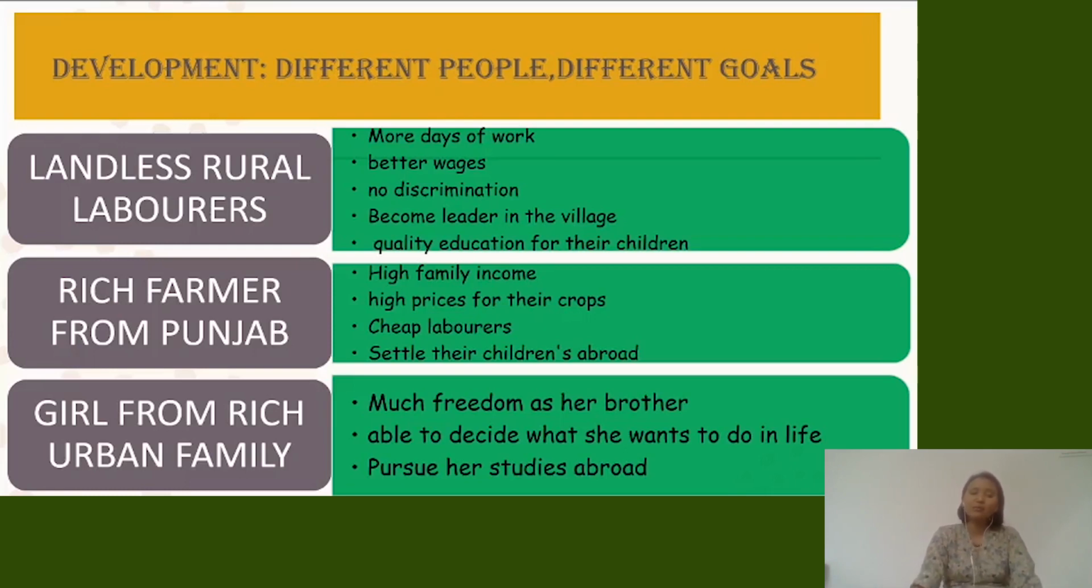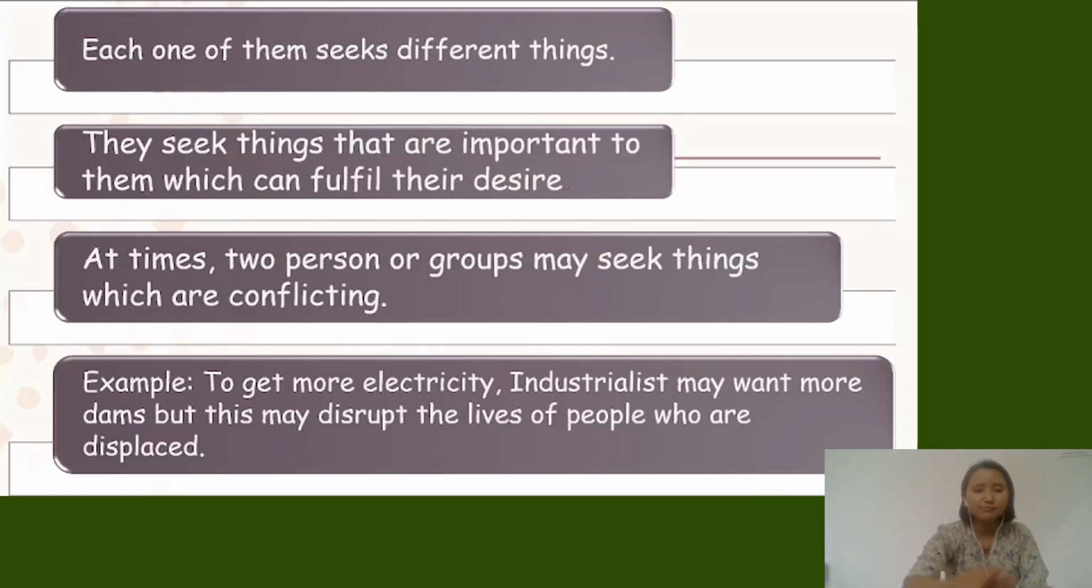Now you can see that we discussed three different peoples in three different situations. We can know that different people have different development goals. Each one of them seeks different things. You can see that different people have different desires, right? Why does each of them seek different things? That is because they are different people. Not only that, they live in different situations.